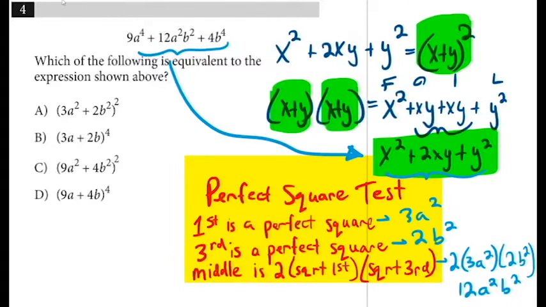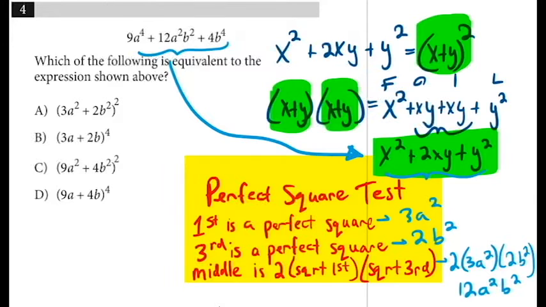So to recap this, we ran the perfect square test. The first term turned out to be a perfect square, and we wrote its square root down. The third term turned out to be a perfect square, and we wrote its square root down. And the middle term turned out to be equal to 2 times each of those numbers that we wrote down. So we passed the perfect square test.